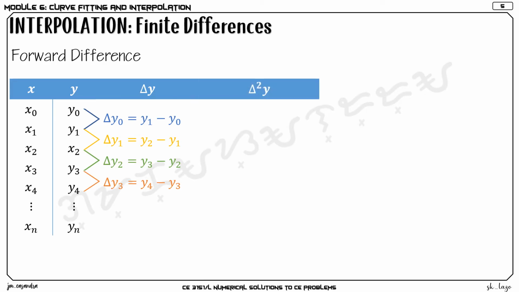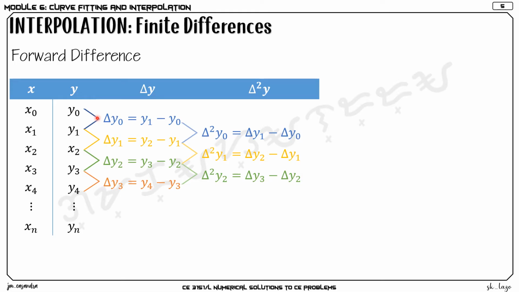For the second difference, we'll have now the difference of delta y, and that is delta squared y sub 0 is equal to delta y1 minus delta y sub 0. Second difference of y1 is equal to delta y2 minus delta y1, and the second difference of y sub 2 is equal to delta y3 minus delta y2.